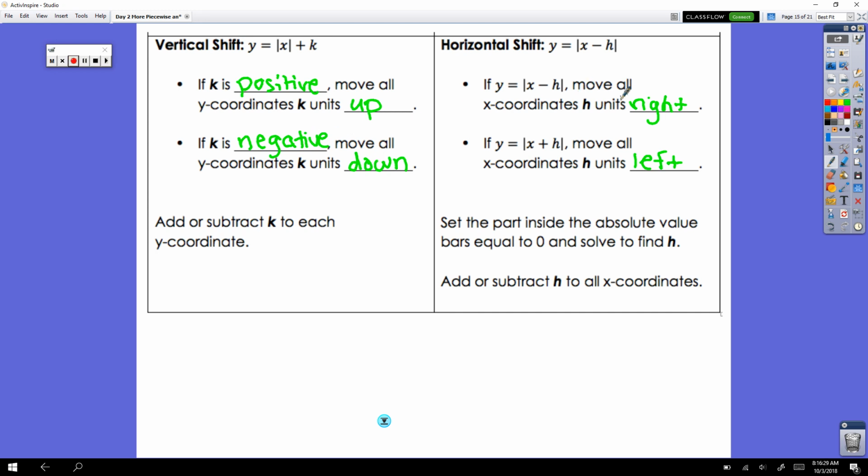Here it does the opposite of what you think it would. If you're subtracting h from x, you're moving it right. If you're adding h to x, you're moving it left. All right? So x's are weird. We will talk about this more in class. Set the part inside the absolute value bars equal to 0 to solve for h. Add or subtract h to all x coordinates.